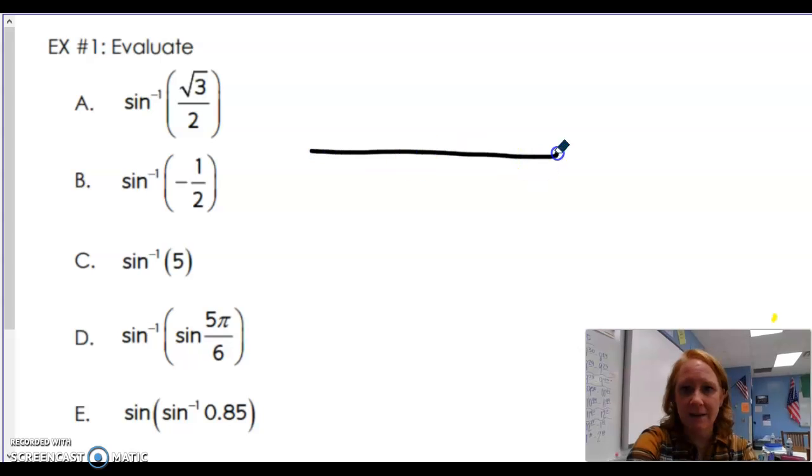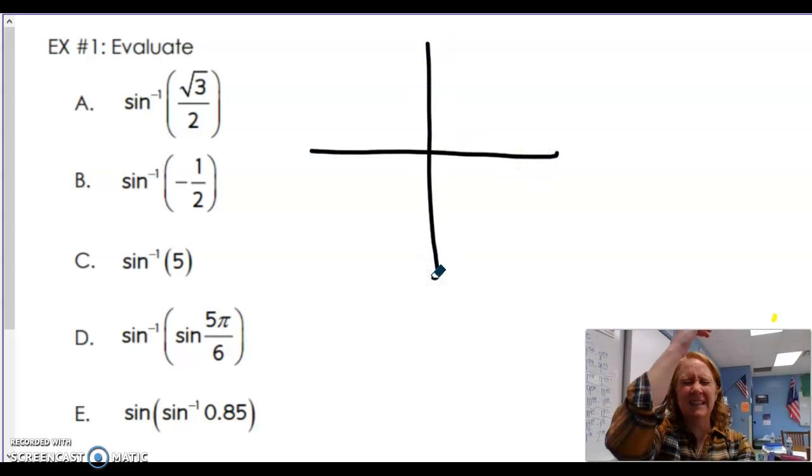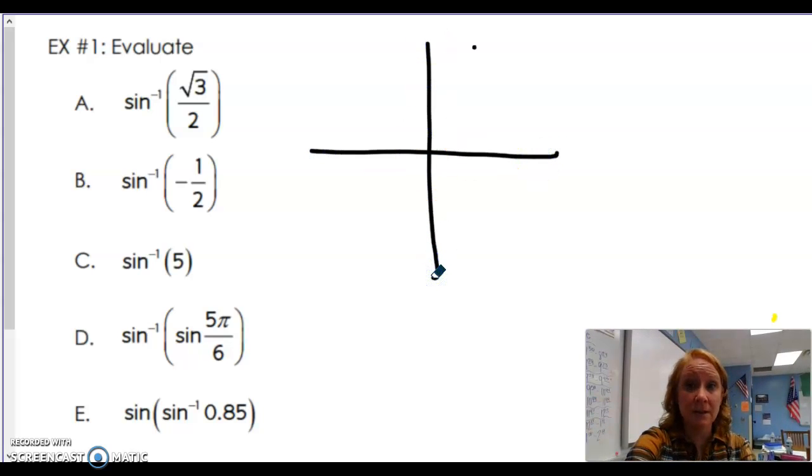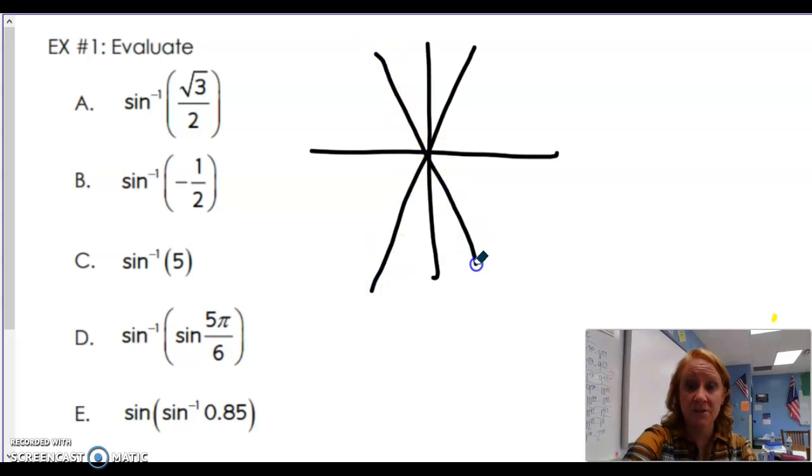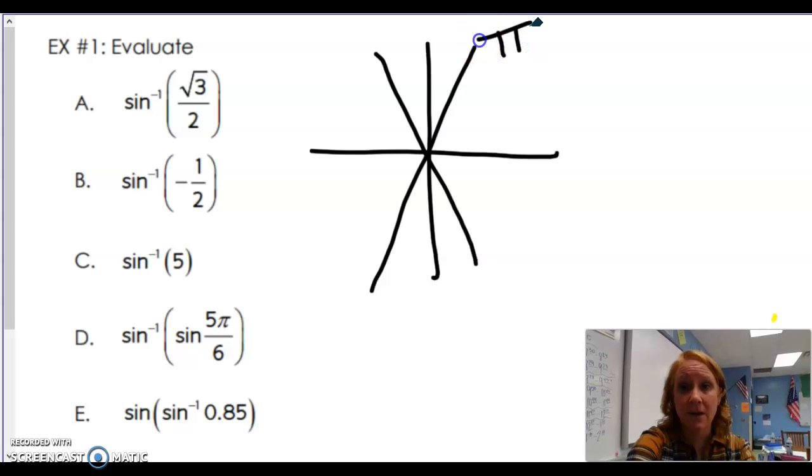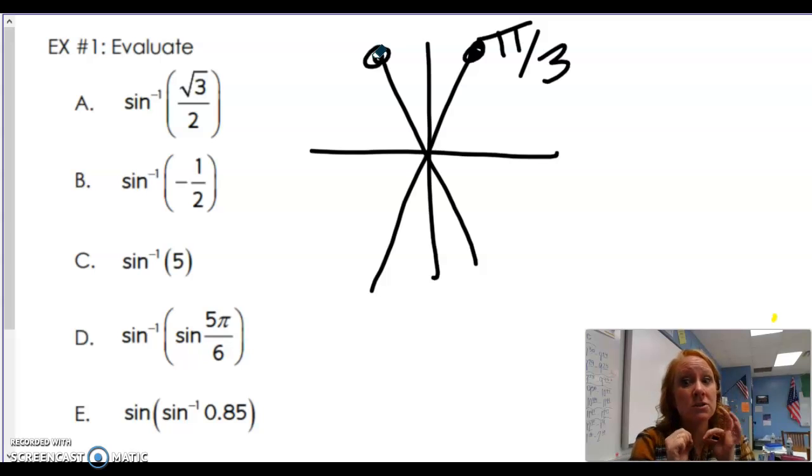So I think about that and I'm like, okay, sine, that's my y value, so that's the high ones. Okay, so here's when my sine is square root 3 over 2, right? Those are my pi over 3s. Okay, so positive, that's here and here. So I'm going to go with those two. And also, there are going to be some domain restrictions.